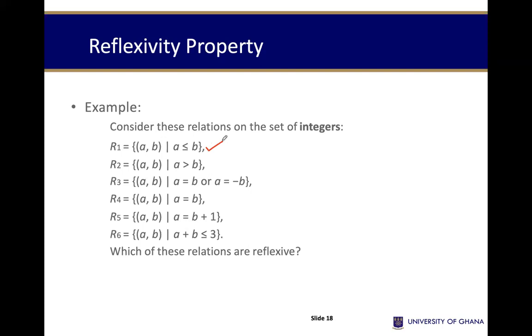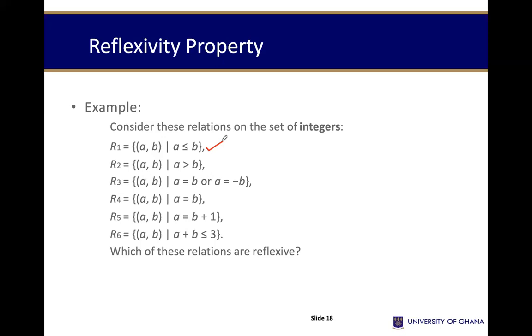Now, when I come to R2, for any possible value of A, it will always be strictly greater than the value of B. So they will never be equal. So there's no way R2 can be reflexive. Rather, R2 is irreflexive because there's no way A and B will relate to each other. So R2 is straight up irreflexive.